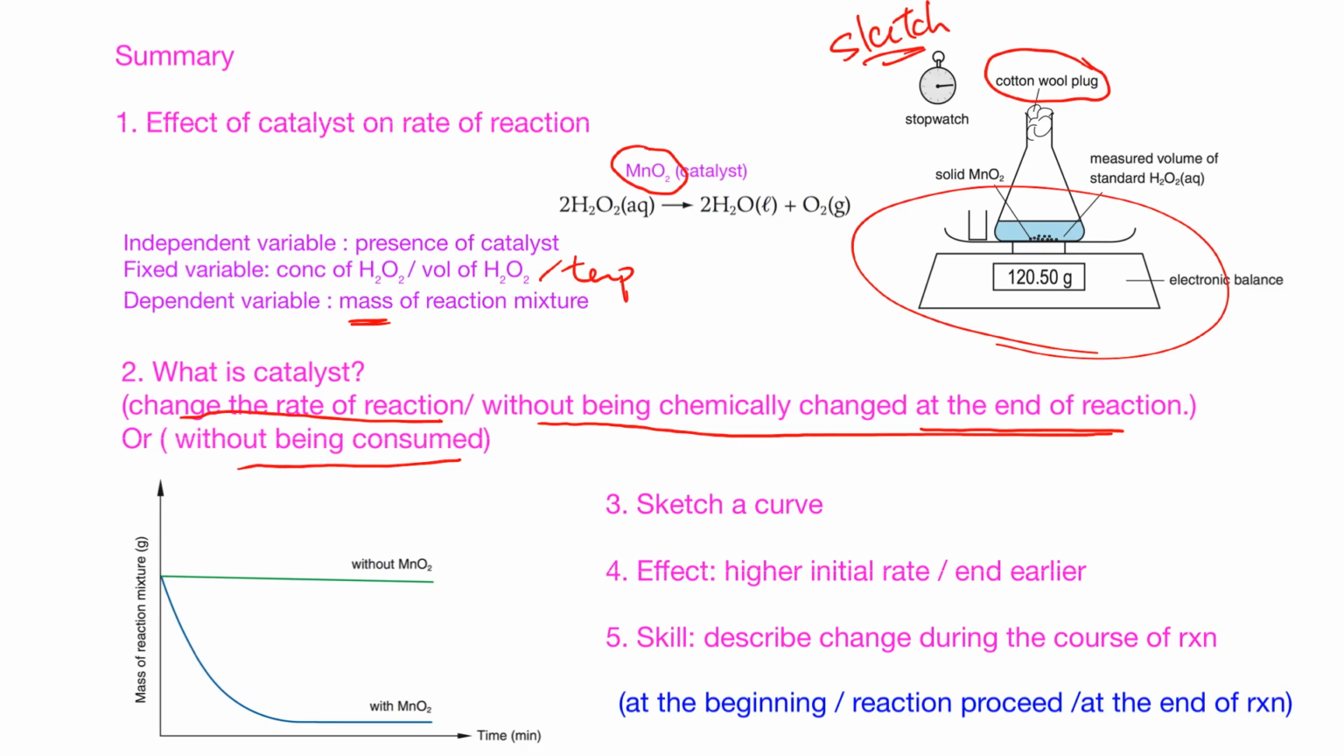Number 3, sketch a curve. This is the curve that you may need to learn. The effect of having catalysts: a higher initial rate and also ending earlier. And the skill we have learned today is describing the change during the course of the reaction. What is meant by during the course of the reaction? Remember, point out 3 points. 1, at the beginning of the reaction. 2nd, as the reaction proceeds. 3rd, at the end of the reaction. That's all for this video. Bye bye.